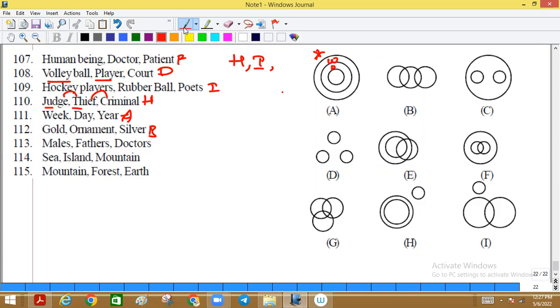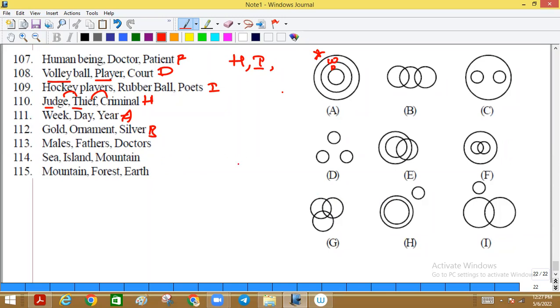What is the outer circle? Male. Inside the male you are having fathers. There are no female doctors? If the outside is male, you are saying all the doctors are males. So you're saying there are no female doctors. Is that right? So what is the answer?